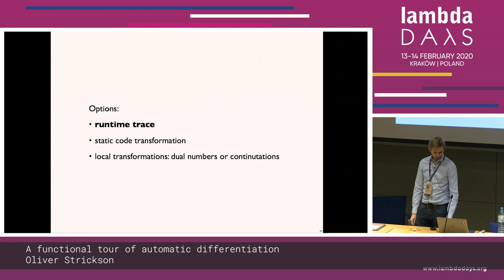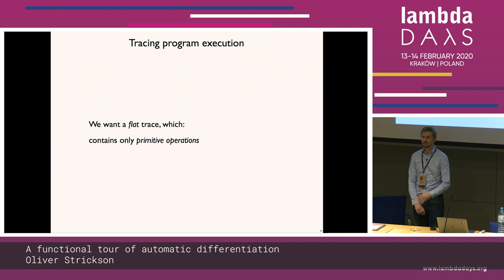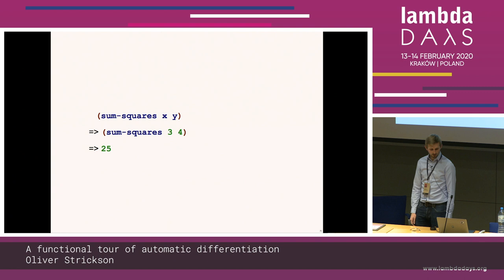The way I'll do the implementation is just at runtime. So I'm just going to get a trace and differentiate that. And we want that trace to be flat in that form that I had before, just a sequence of operations. So let's get the trace then.